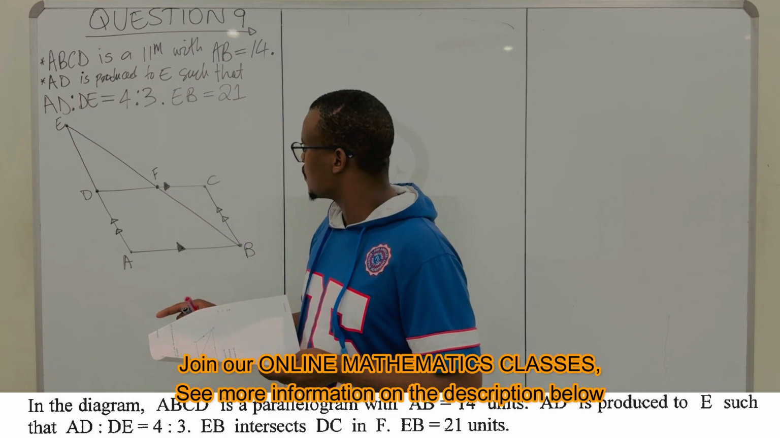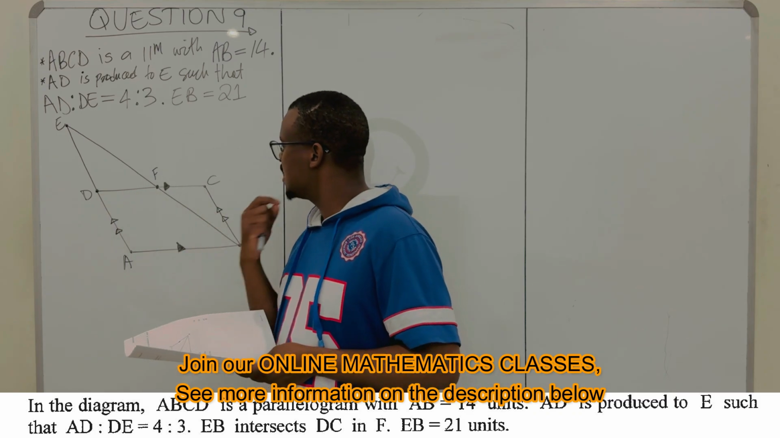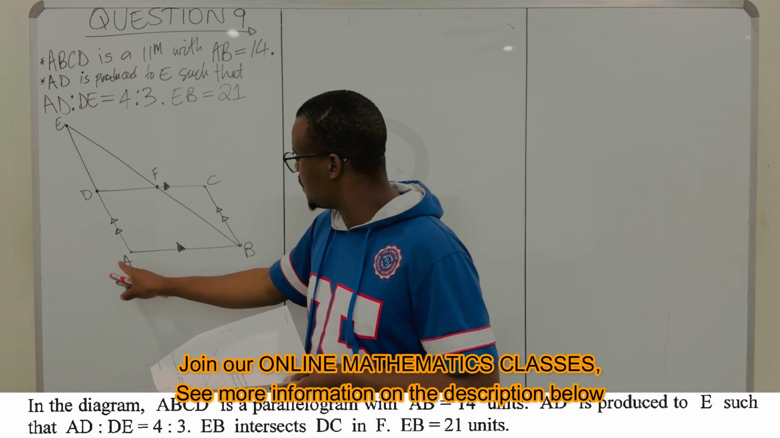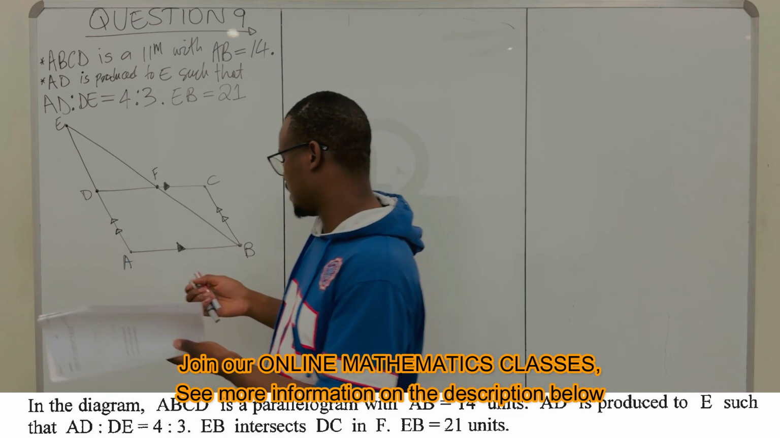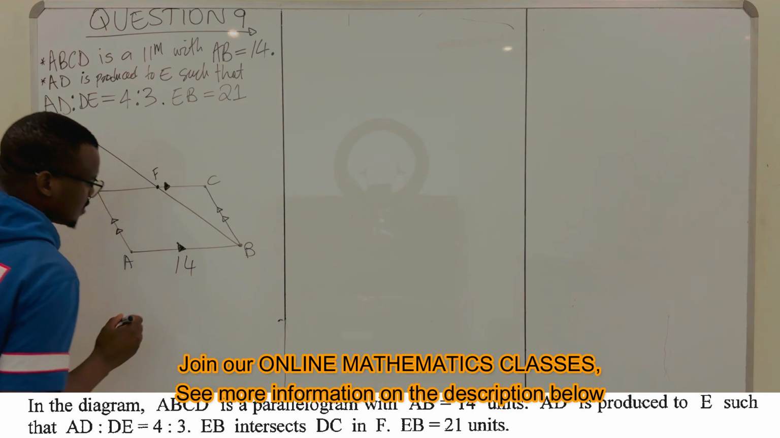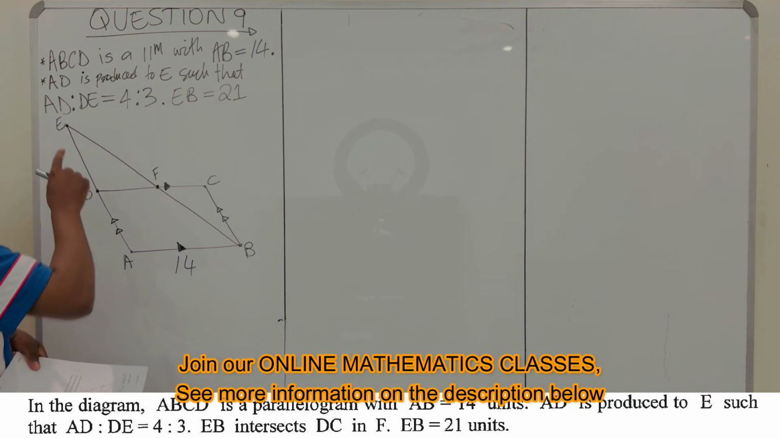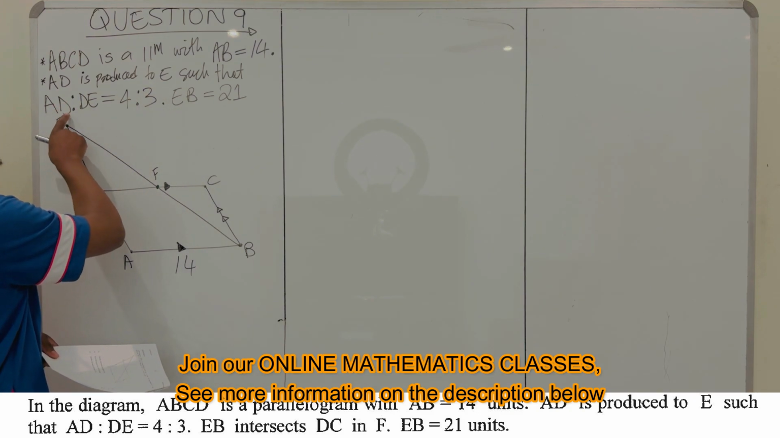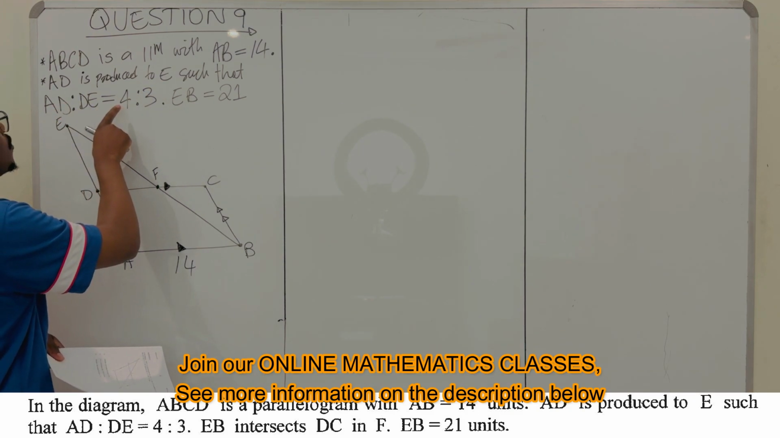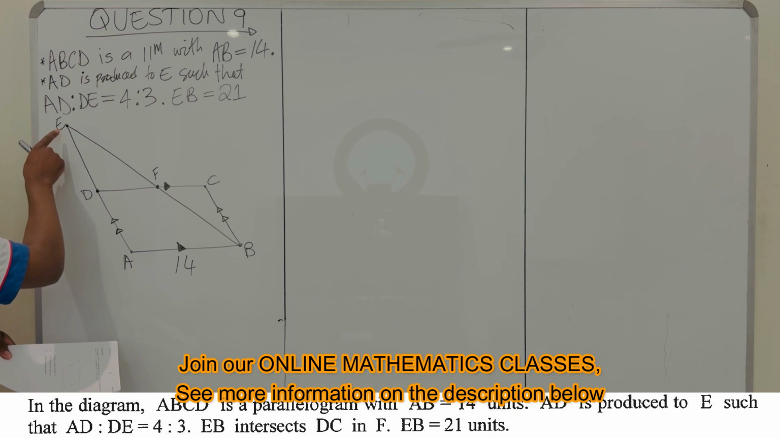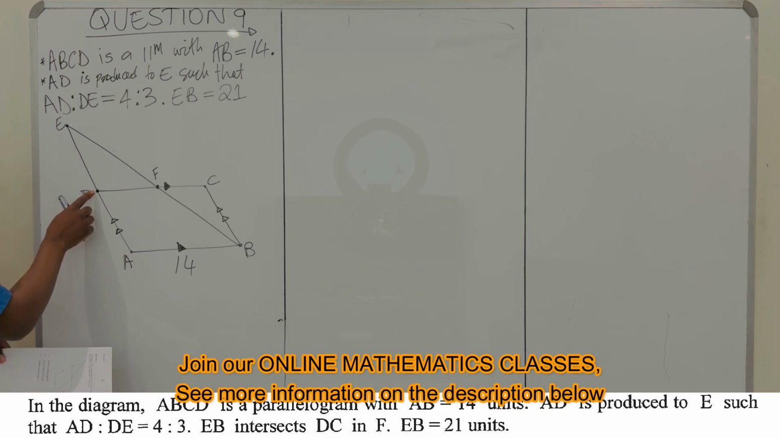So they are saying ABCD is a parallelogram, right? And they are saying AB is equal to 14 units. AB is this length over here, this one side of the parallelogram, and it's equal to 14 units. No problem. They want to say that AD is extended to E such that the ratio of AD to DE is equal to 4:3.